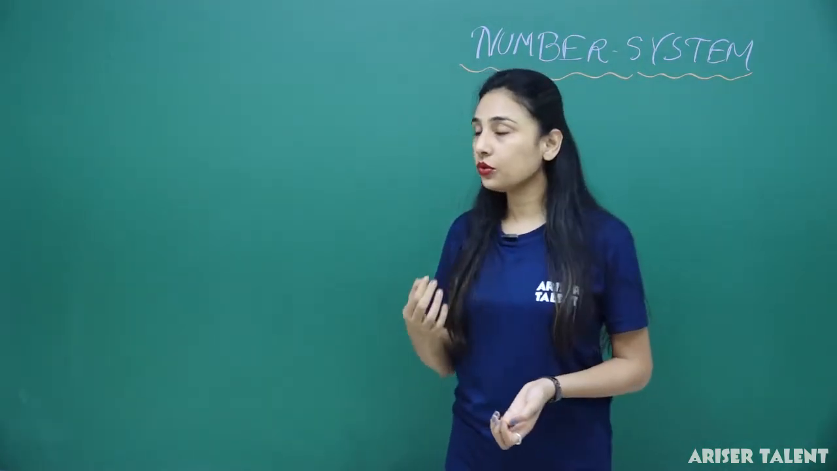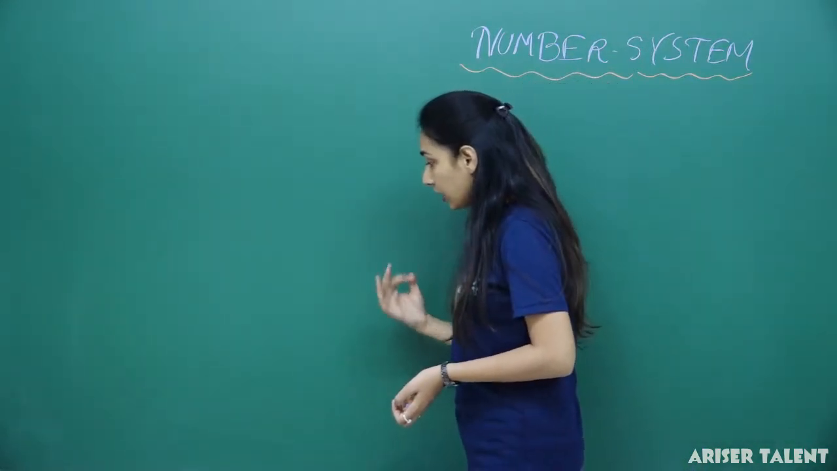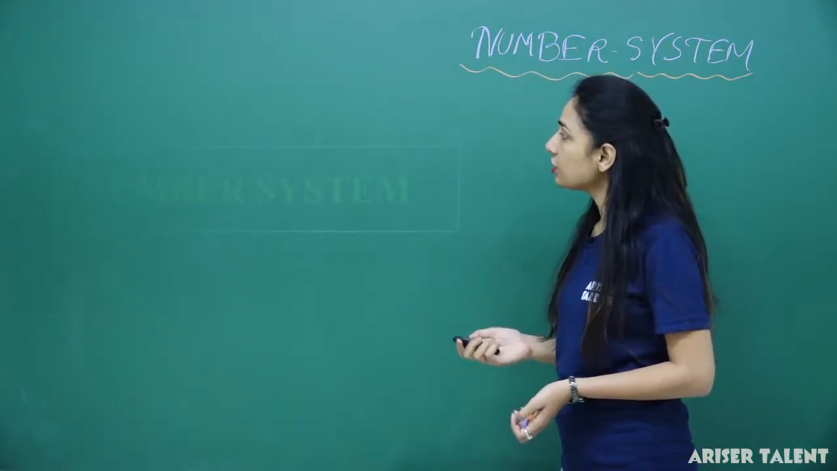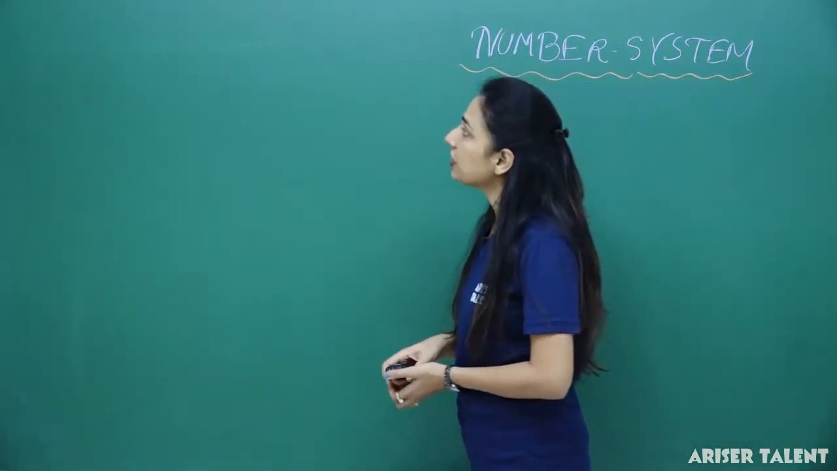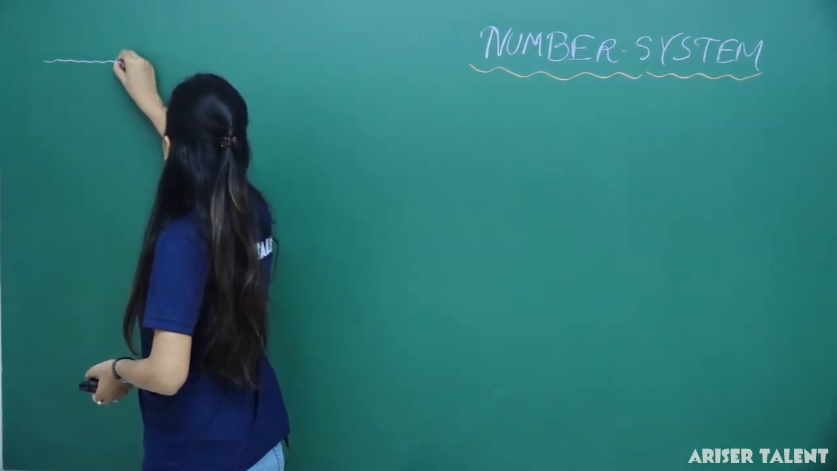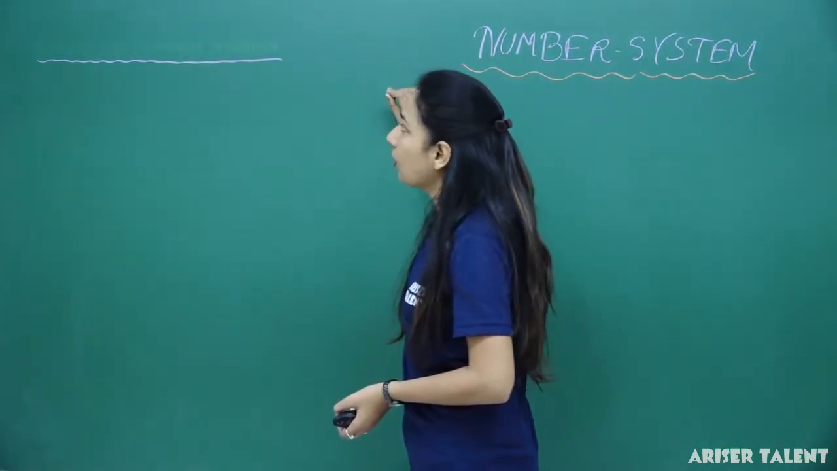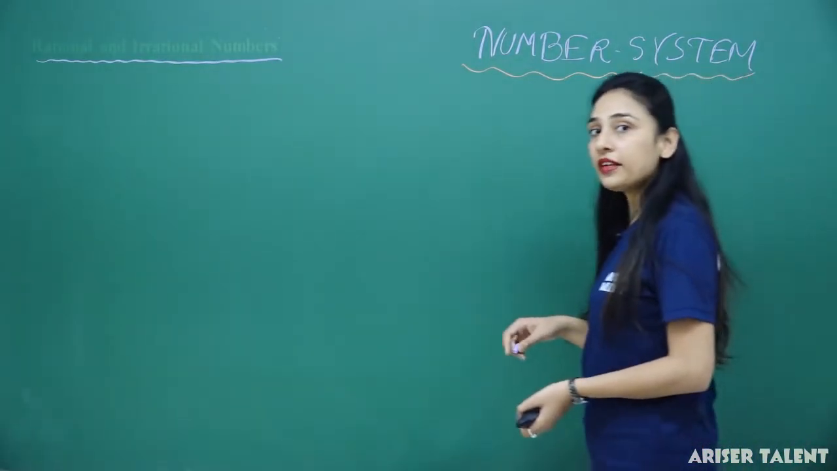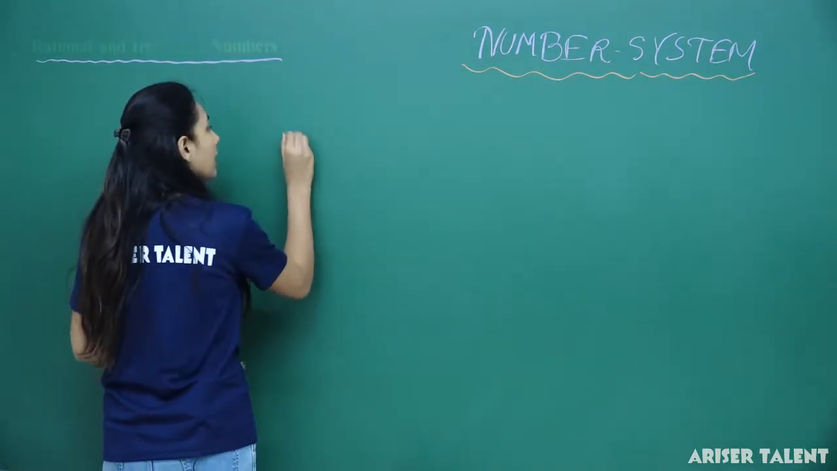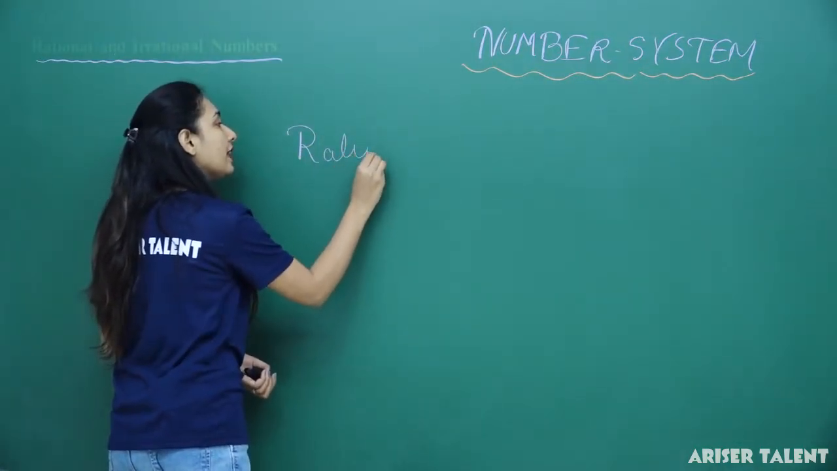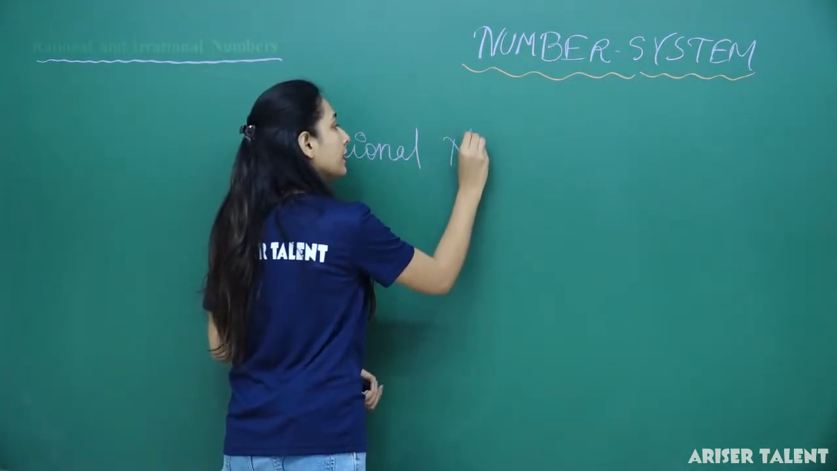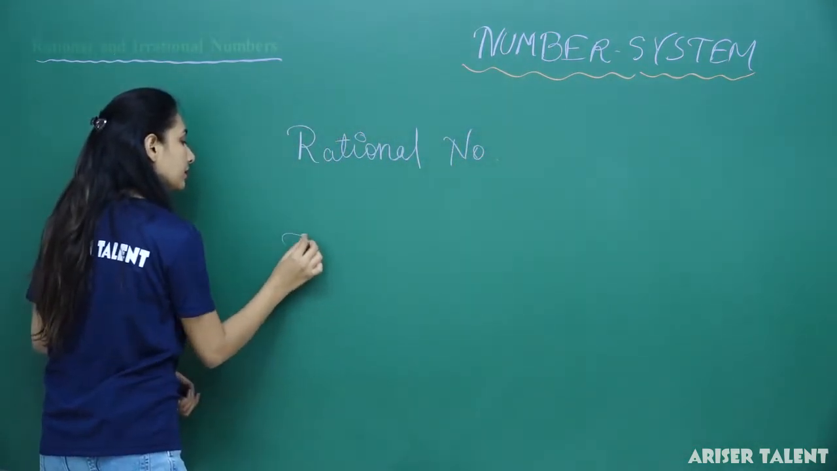So, what I am going to do is ask some questions to you. First is, what are rational and irrational numbers, okay. So, here it is, students, rational and irrational numbers. We have talked about these rational numbers. What are rational numbers? And then what are irrational numbers?